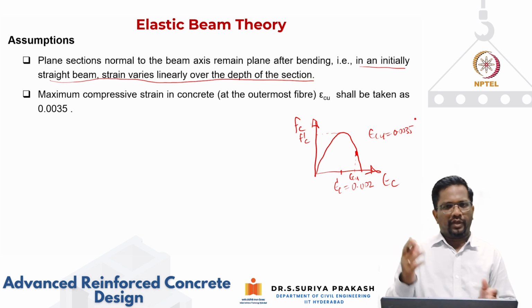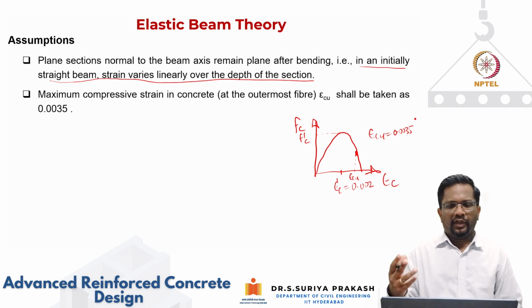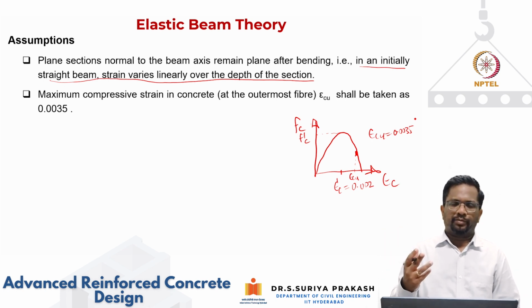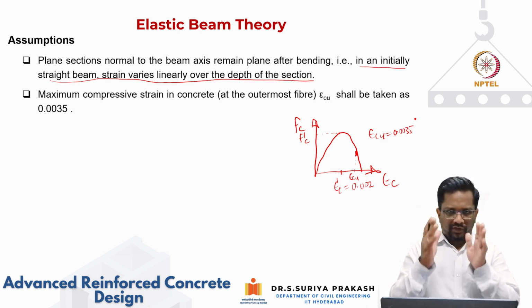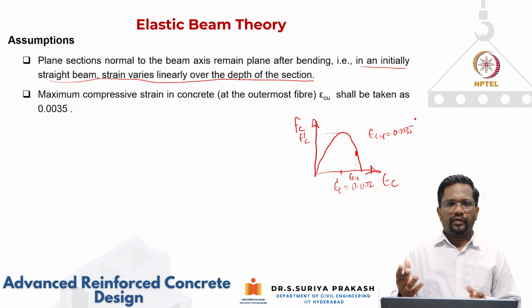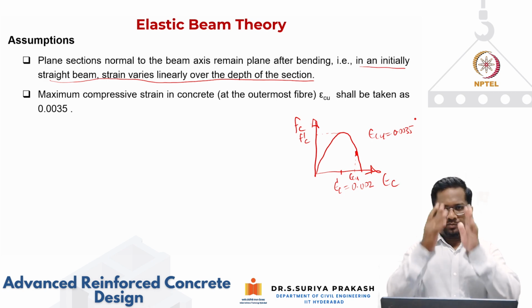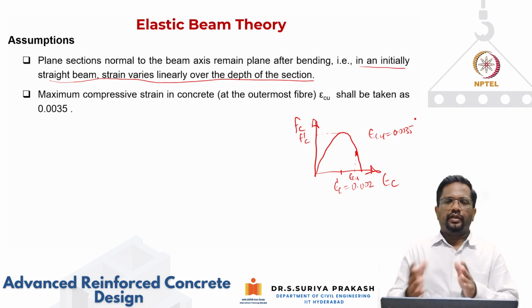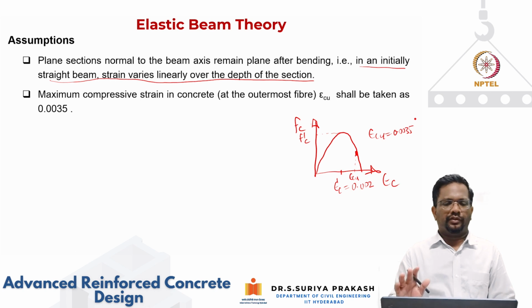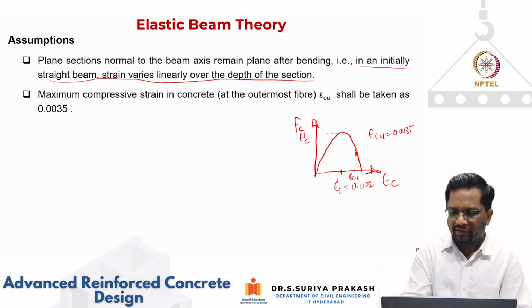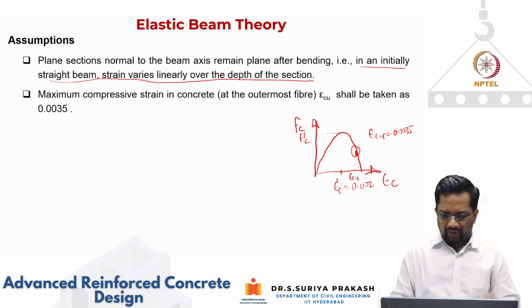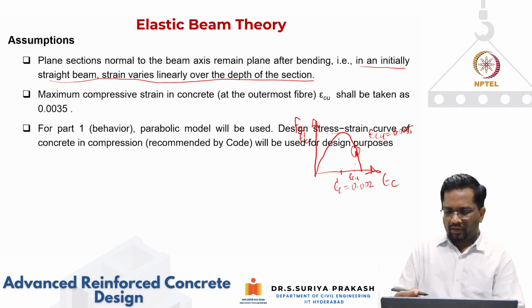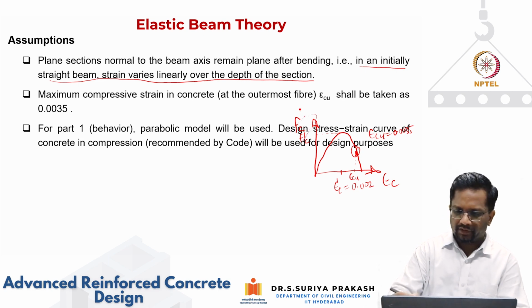If you look at the ACI code, it takes 0.003, but the IS code specifies that you can take it as 0.0035. In fact, people have done some experiments in the past, and they found that this ultimate strain is also a function of the shape of the cross section. But usually we deal with rectangular cross sections or T beams, and for that, 0.003 or 0.0035 is good enough. So I have to define this failure strain. We define this failure strain in compression as 0.0035. Right. So now that we have seen this, let me erase this.